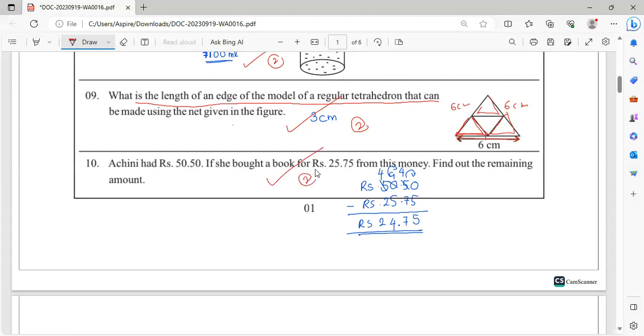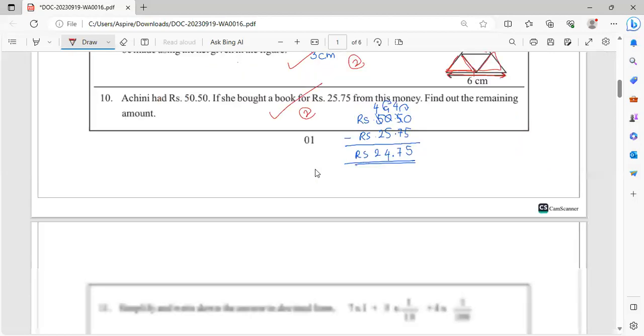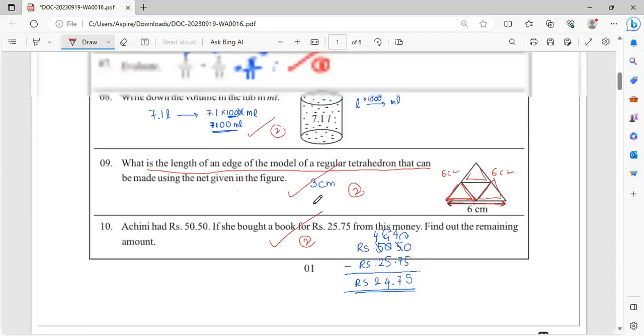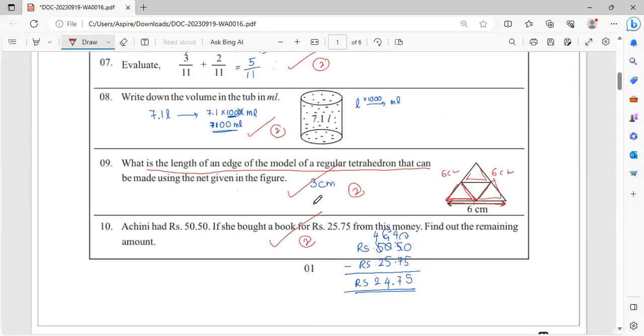It is 2 marks. Okay. Is this clear? Up to 10th one. Do you have any questions to ask?